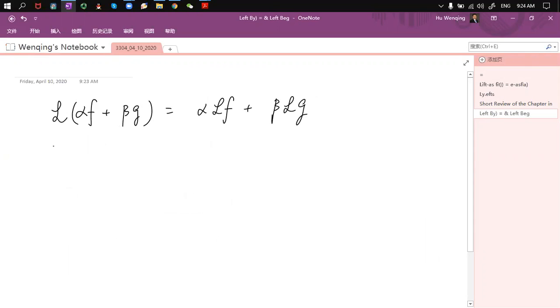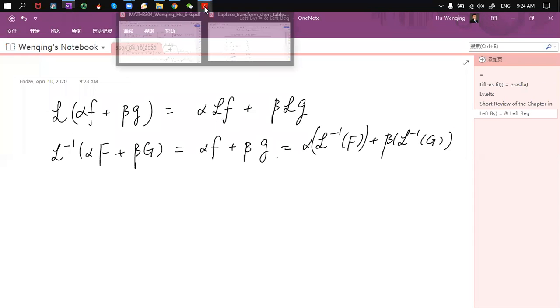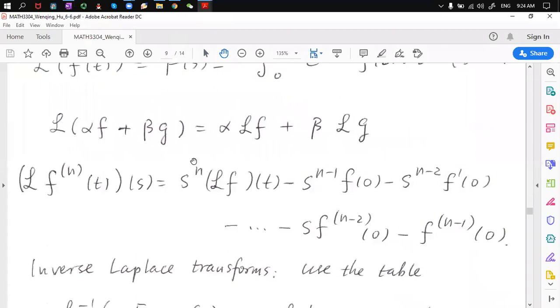And this is very important because you can consider the inverse Laplace transformation of alpha capital F plus beta capital G, and it is equal to alpha f plus beta g. This can be written as alpha times the inverse Laplace transform of F plus beta times the inverse Laplace transform of G. So this is telling you that both the Laplace transform and the inverse Laplace transform are linear operations, right?